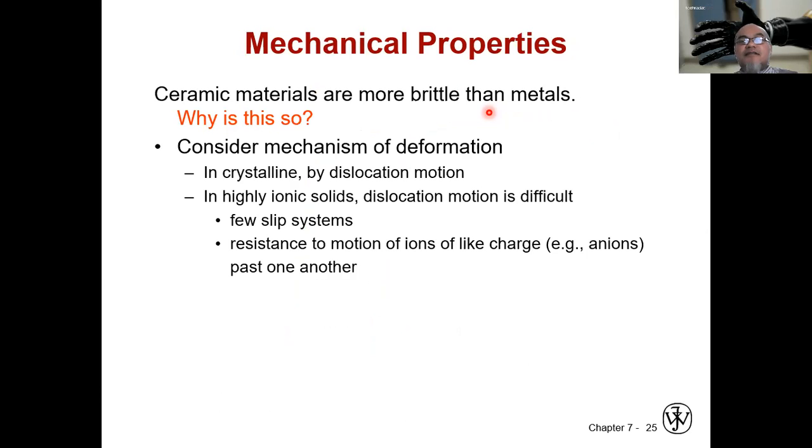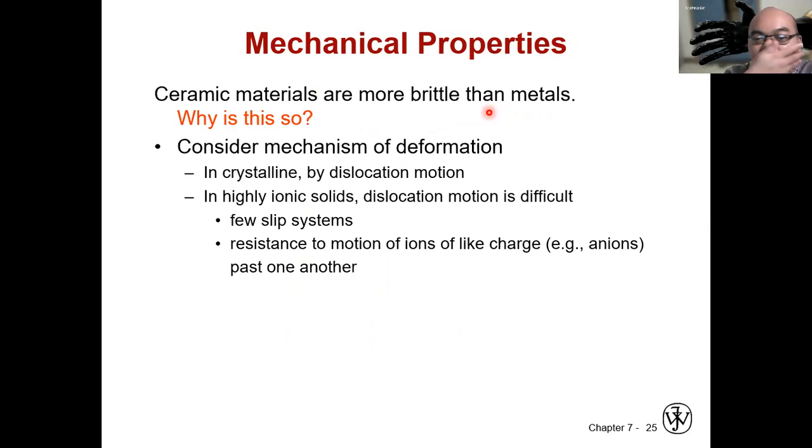So ceramic materials are more brittle than metals. Why is this so? In the previous example, the ceramic material does not have tensile strength. It just breaks at the ultimate strength. There is no yield strength, no yield stress.